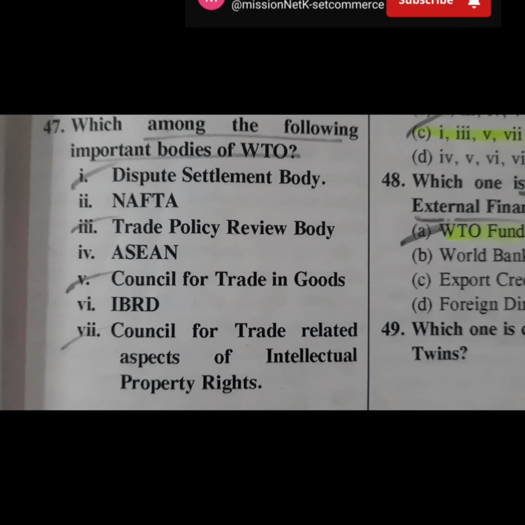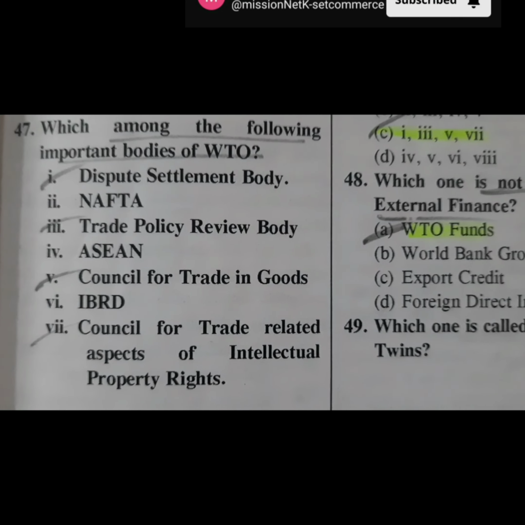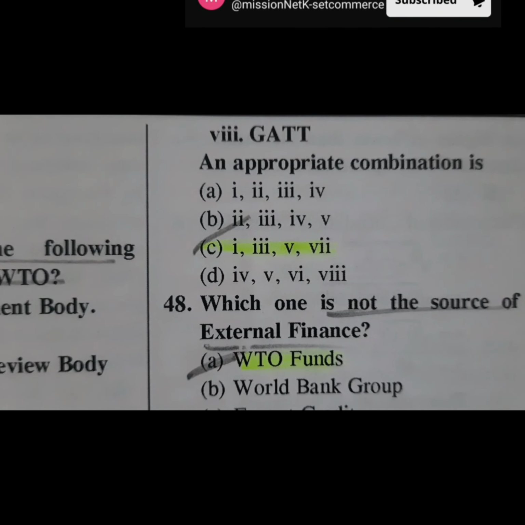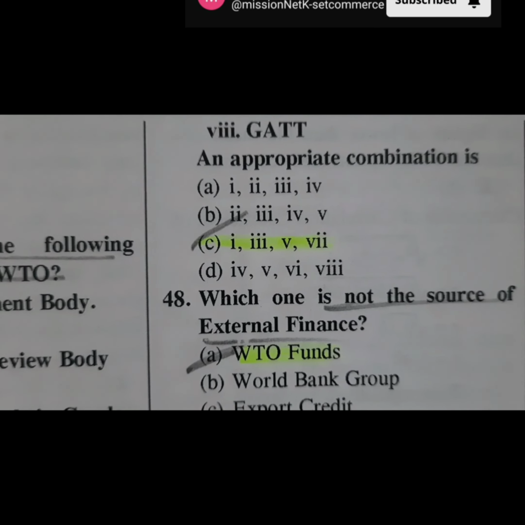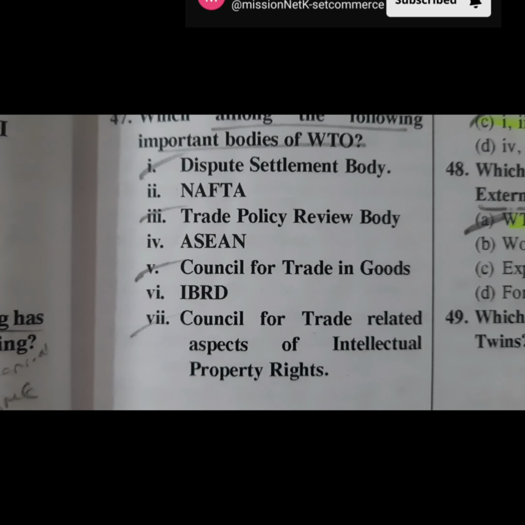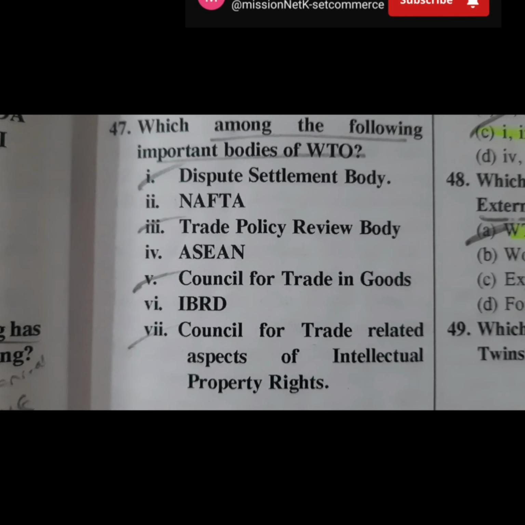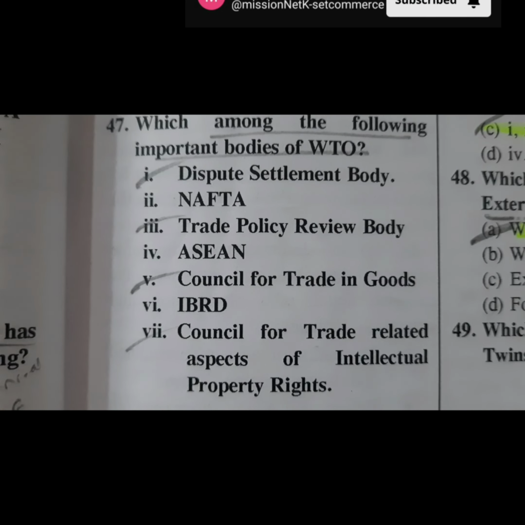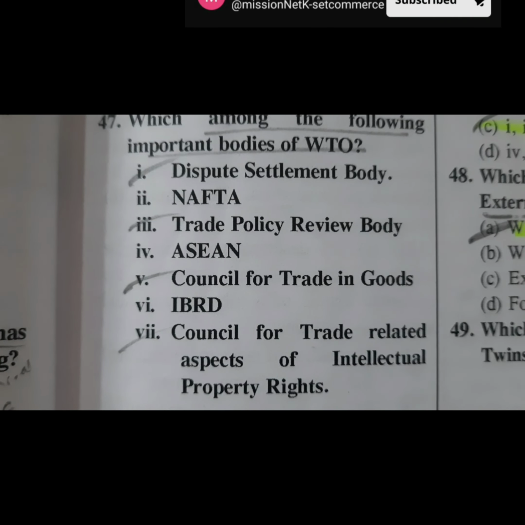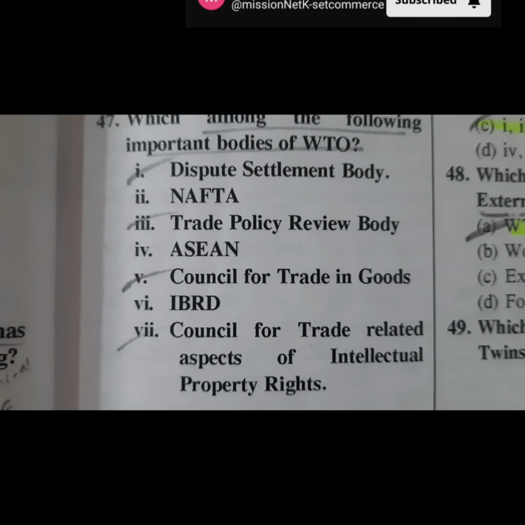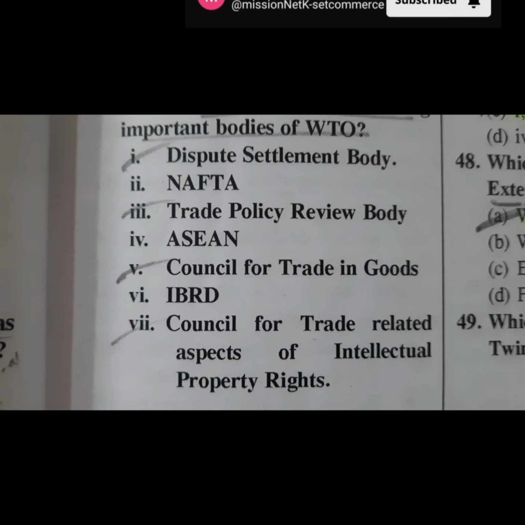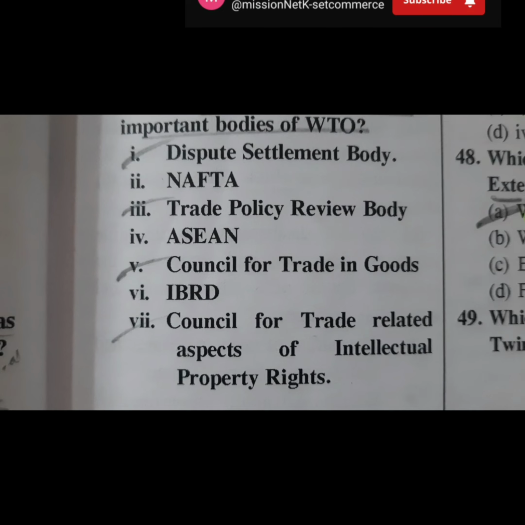The next question is, which among the following are important bodies of WTO? Here WTO stands for World Trade Organization. Various options are given and 4 combinations are given. The right answer is option C. The important bodies of World Trade Organization are Dispute Settlement Body, then Trade Policy Review Body, Council for Trade in Goods, and Council for Trade Related Aspects of Intellectual Property Rights.